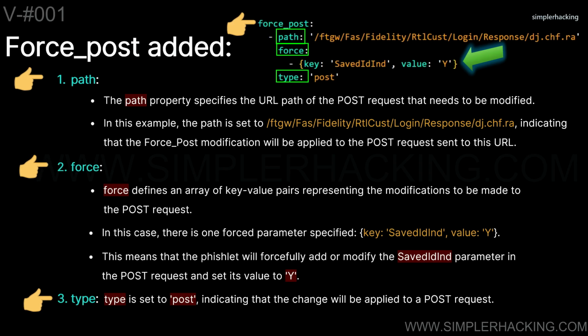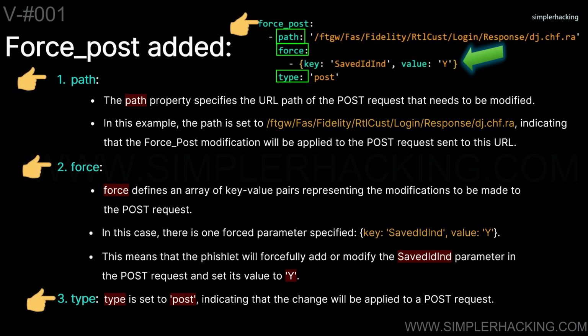The configuration consists of three main elements. First, path matching. The path property specifies the exact URL endpoint that the post request should target. In our example, it's set to the Fidelity login response URL, indicating that this specific post modification will apply to this endpoint.